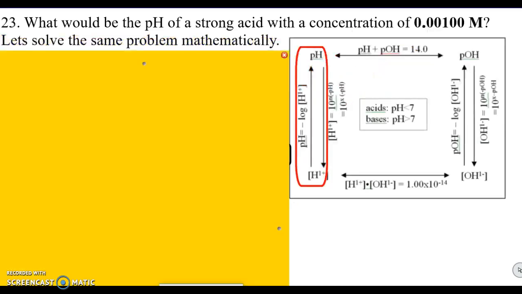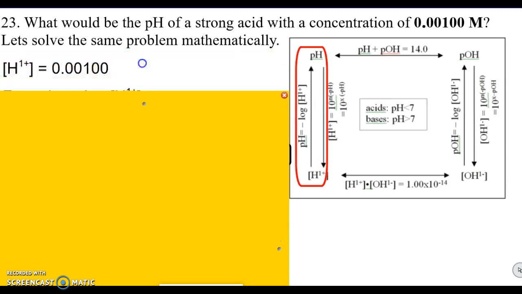Question 23, what would be the pH of a strong acid with a concentration of 0.00100? So this is a problem that we just did. First of all, we've got to realize it's a strong acid, so that means it's going to break apart or dissociate 100%. So whatever the molarity of the acid, that would be the molarity or concentration of the hydrogen ion.